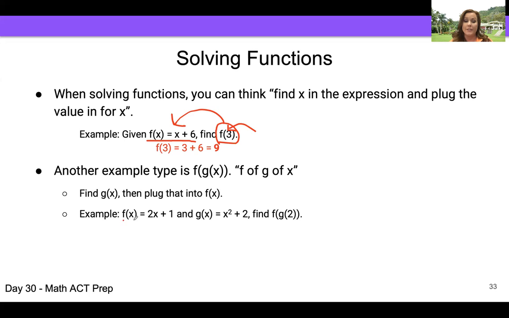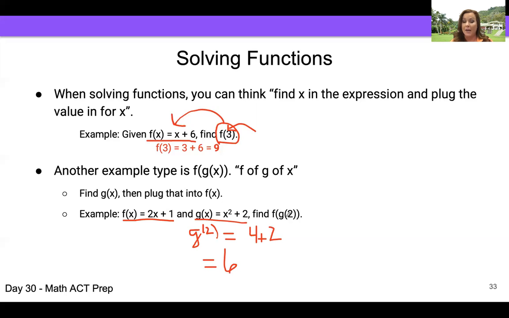So here is the example. Here is my f of x. Here is my g of x function. So in order to do f of g of 2, I have got to solve the g equation for g of 2. And g of 2 means everywhere you see an x in this function, replace it with a 2. So 2 squared is 4 plus 2. So g of 2 is equal to 6.